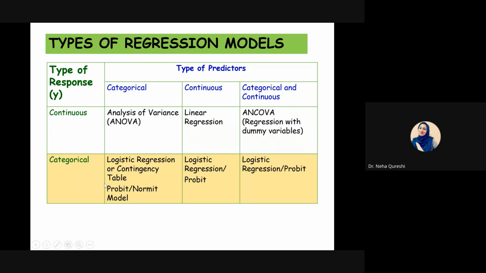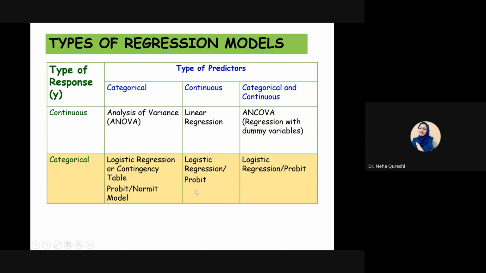Then if your response variable is categorical, this is altogether a different universe. When your response variable is now categorical, say you have an adoption study wherein adoption is yes or no, or willingness to pay, whether you are willing to pay yes or no, your dependent variable becomes categorical. So that time, if you have a categorical dependent and categorical independent variable, we use a contingency table or we use a logistic regression or a Probit-Logit model.